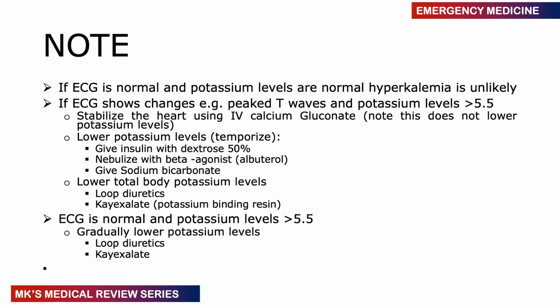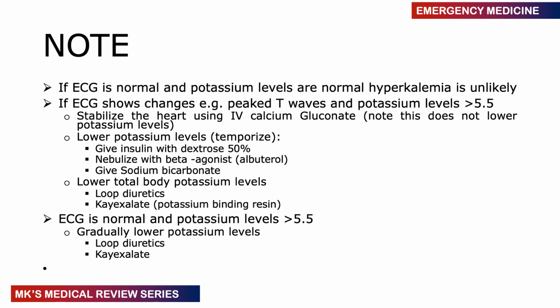Give them IV calcium gluconate or calcium chloride. Remember, calcium chloride is going to be given via central line because it may cause some nasty skin reactions. And remember that calcium is not going to lower the potassium levels. It's just going to antagonize the effects of hyperkalemia. It won't lower the potassium concentration. Then you want to lower the potassium concentration temporarily. So you want to give them insulin with dextrose. You can nebulize them with beta agonists like albuterol. You may consider giving them sodium bicarb. Then you also want to lower their total body potassium.